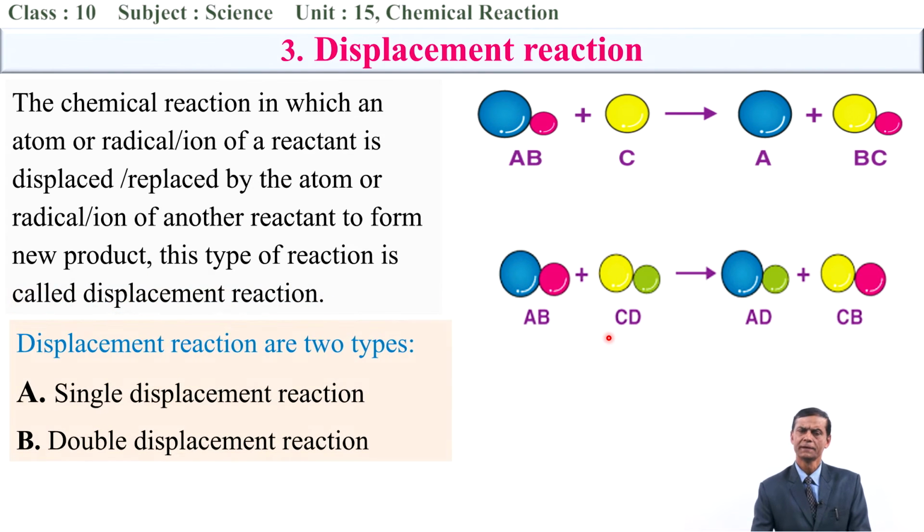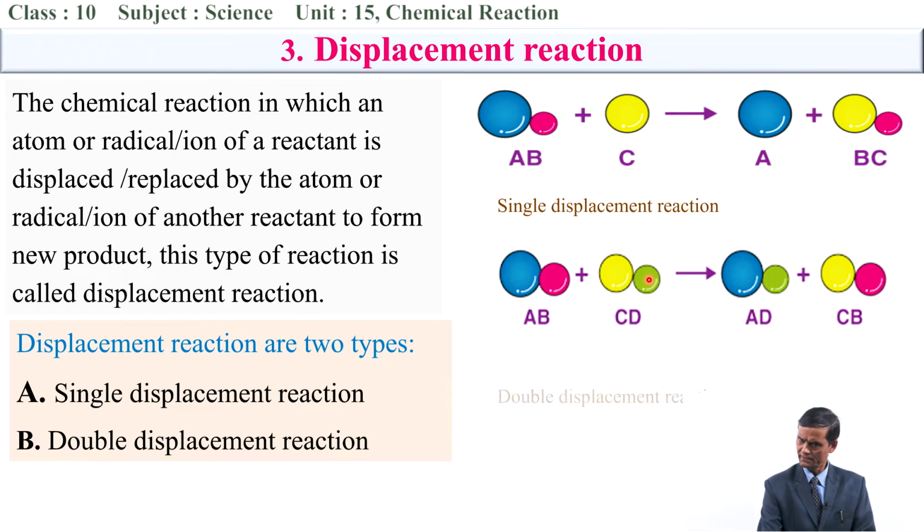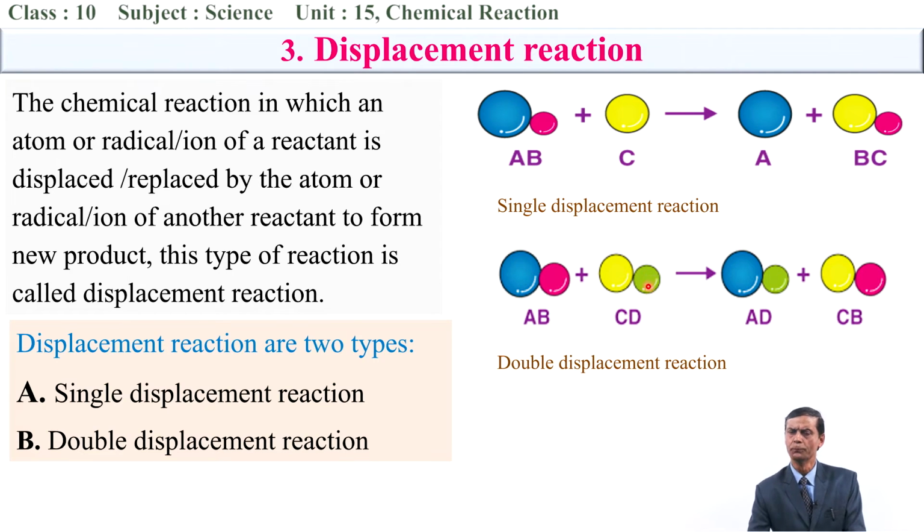Then what are they called? They are called single displacement reaction and double displacement reaction. The first example is single displacement reaction, because only one atom, only one radical or ion is displaced, look at it, isn't it? But here in the second example, both the radicals are displaced. So this type of reaction is known as double displacement reaction.